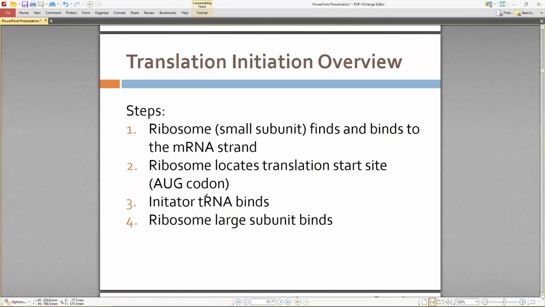So a ribosome is the protein, or I think it's a ribonucleoprotein, that will find and bind to the mRNA strand. The ribosome is basically the protein that will translate your mRNA and create a polypeptide chain. It's very important. The ribosome has two subunits, a small subunit and a large subunit, and both of them have to be present for the ribosome to work properly. But they come in at different times.